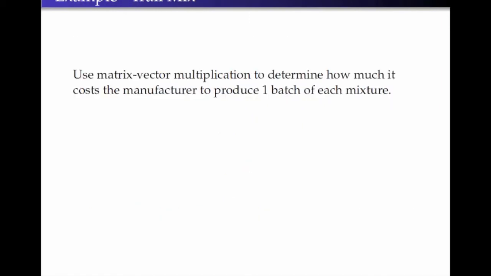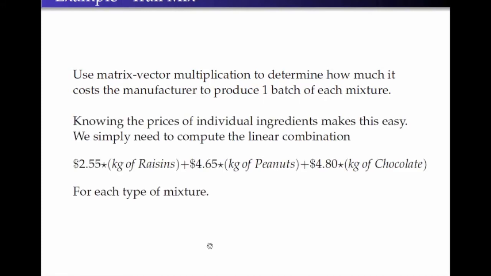Okay, so going back to our example, let's talk about how we might use matrix vector multiplication to determine how much it costs the manufacturer to produce one batch of each mixture. So again, we knew the cost of each ingredient. It's $2.55 per kilogram of raisins, $4.65 per kilogram of peanuts, and $4.80 for a kilogram of chocolate. So all we need to do is compute this linear combination of the cost times the kilograms of raisins, the cost times the kilograms of peanuts, etc. And we need to compute it for each type of mixture.